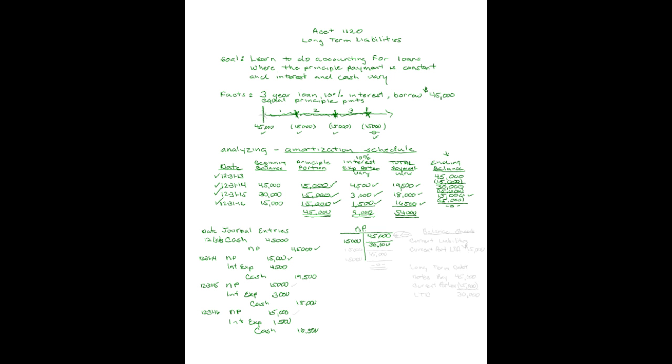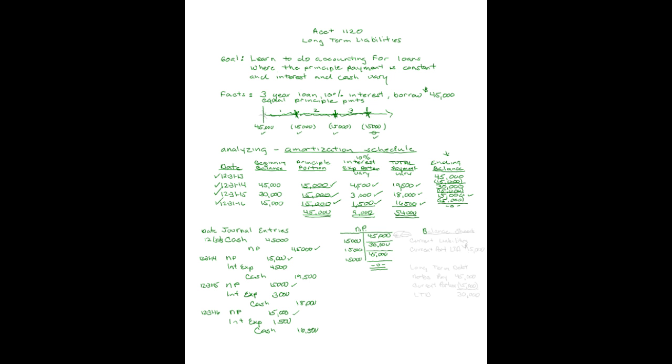And then we make another principal payment of $15,000. Remember, principal's being held constant. And our new loan balance is $15,000. And then we make our last principal payment of $15,000. And our new loan balance is $0. So that's what it looks like when you post it to the general ledger.